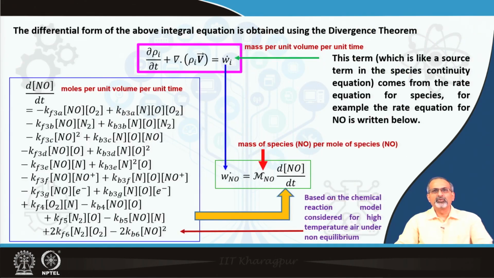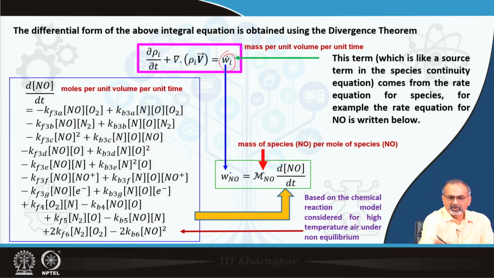This integral equation can be changed to its differential form using the divergence theorem, where the W I dot term would be mass per unit volume per unit time. Therefore, it is a rate term. This is more like a source term in the species continuity equation, and you now must have noted that we have written the continuity equation in terms of one of the species, which can be indicated by the rho I term, and this term comes from the rate equation for the species.